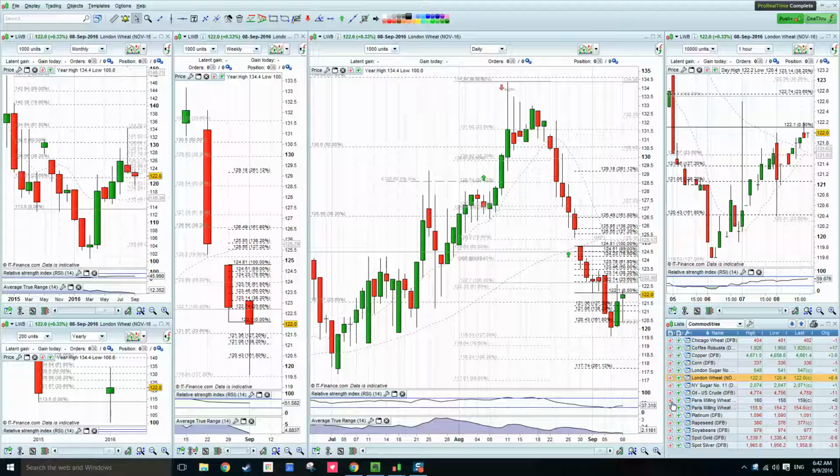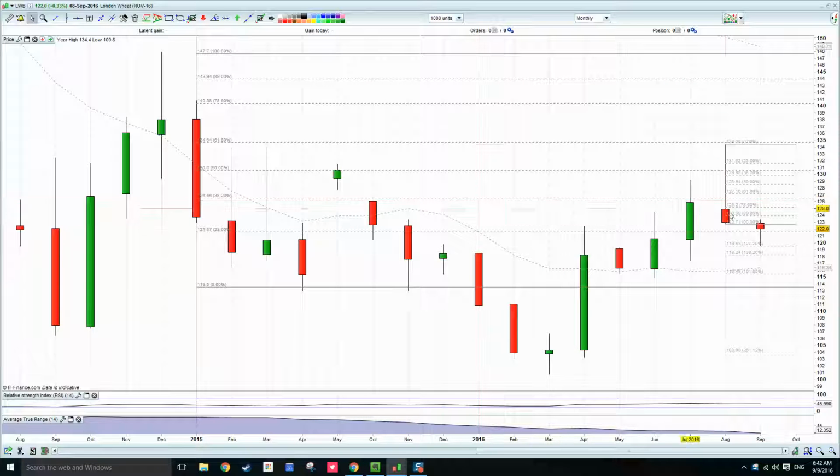As usual, we'll look at the UK November chart for wheat, and we'll start with the monthly chart. You can see quite clearly we had this big rejection candle last month with a high of 134, and then we're starting with September. At the moment we've gone back into a low of 119, and we're forming this red candle here. Preceding August we had the two up-moving candles.